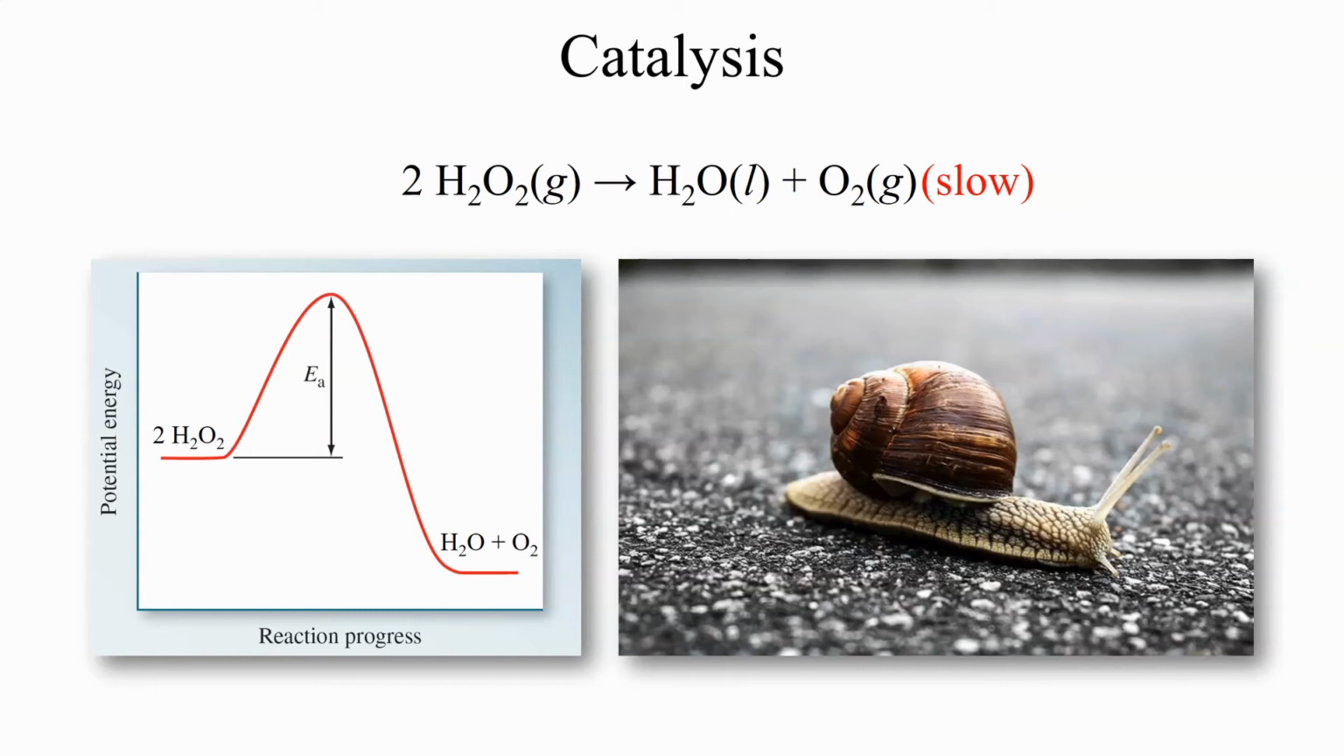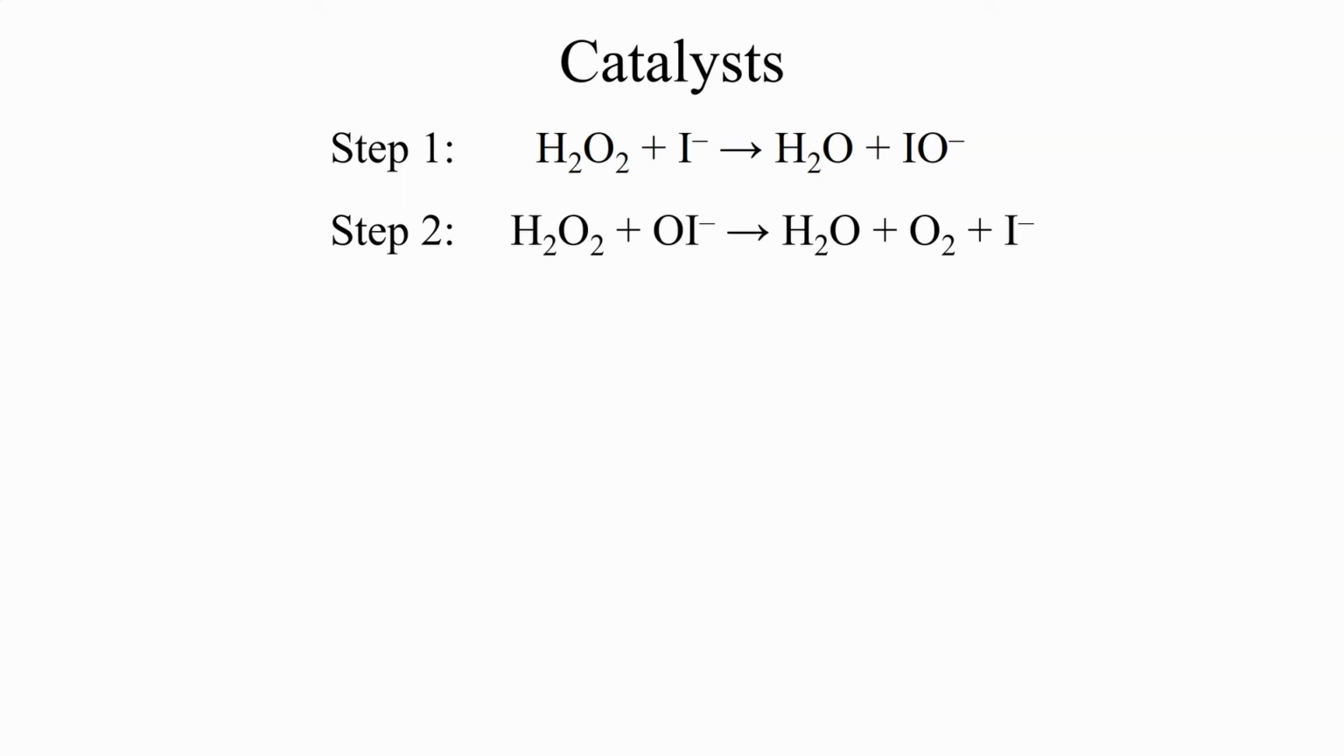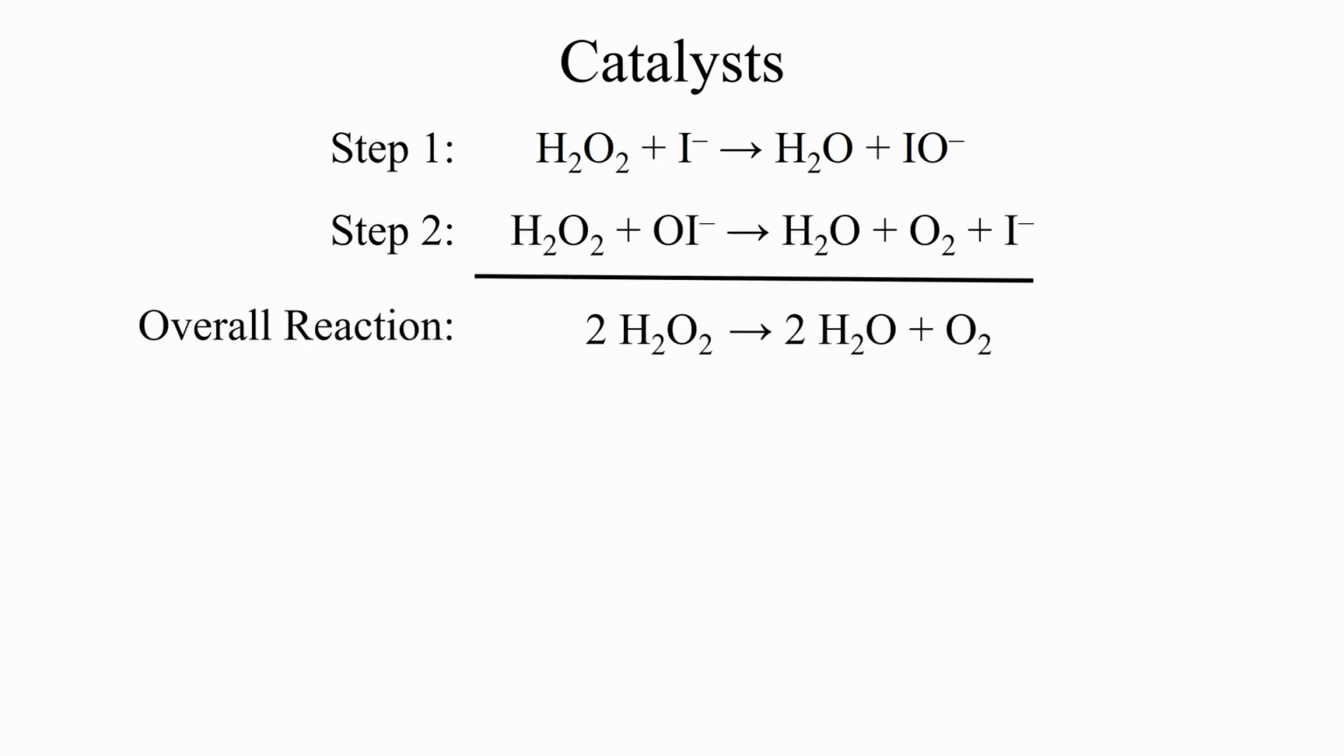So how do we overcome it? By adding a catalyst. And that catalyst is going to lower that activation energy. Now, one common catalyst is to add something such as potassium iodide, and it's actually just the iodide ion that performs the catalysis. So in this case, you add iodide, you form water and hypoiodite, and that hypoiodite goes on to react with another hydrogen peroxide molecule. Now, if we add all these up, we notice that, well, we don't see the hypoiodite. It's an intermediate. And we actually don't see the iodide.